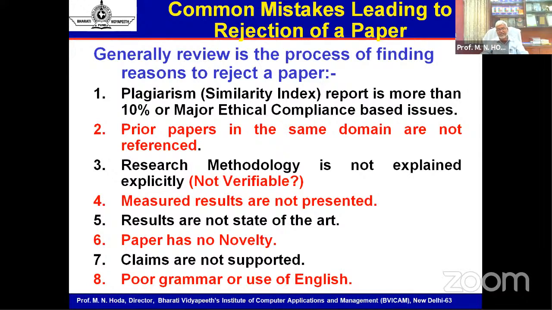The third important factor is that the research methodology is not explained explicitly. What I have named is not verifiable, or unverifiable. What is unverifiable? The moment your paper goes for a detailed review, the editor-in-chief is convinced that yes, this seems to be a good, promising paper, and I must send it for the review process. Then they decide on a reviewer, take consent from the reviewer, and then the paper is sent to the reviewer.